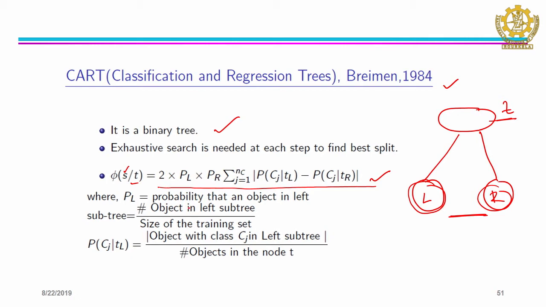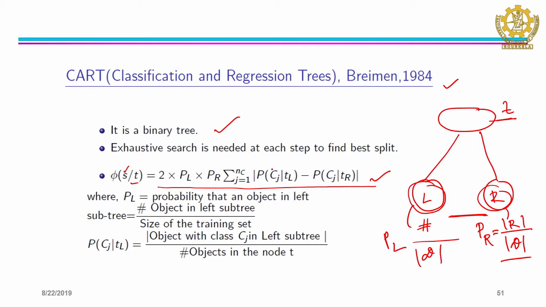What is PL? PL is the probability that an object is in the left subtree. That is, how many objects are in the left subtree divided by the total size of the data set. Similarly, there is PR: the cardinality of R divided by the total data set. So that is PL and PR.